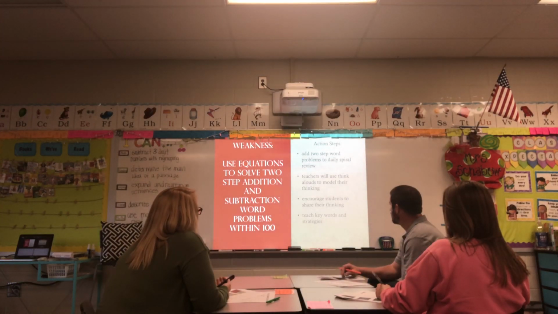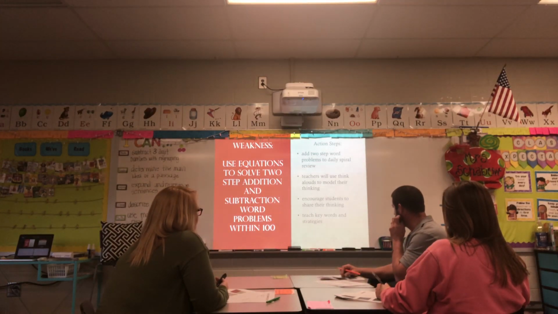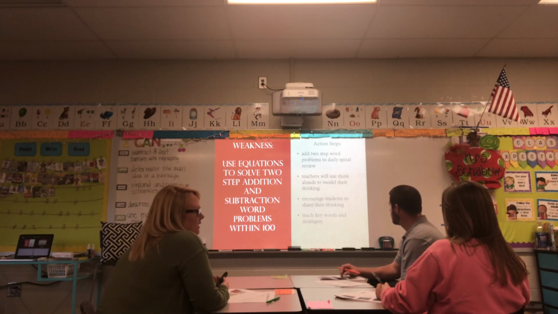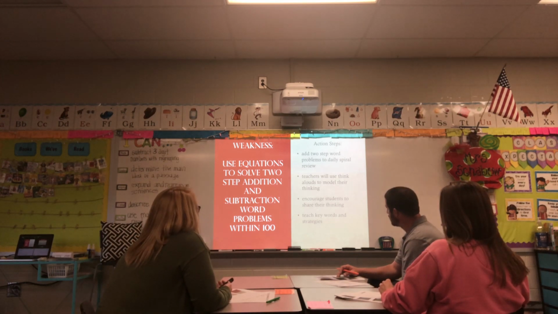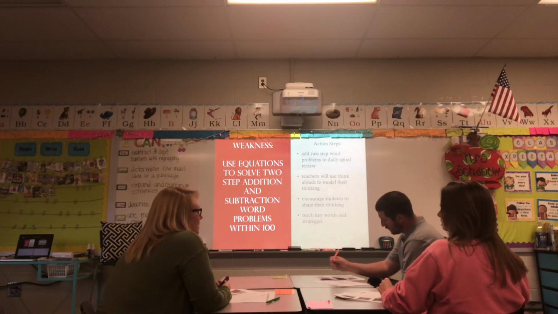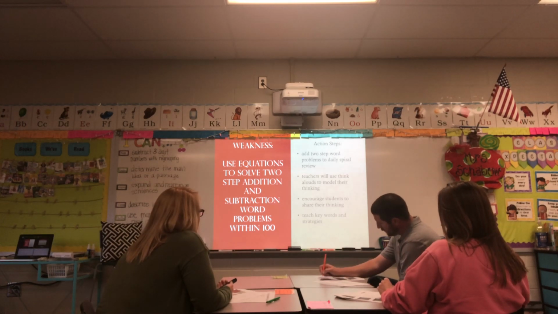It's also going to be important for us as teachers to really model what our thinking sounds like as we're doing this. So read the problem and think, okay, this is what I would do, or this is why I'm doing this. That's important. Encourage students to share their thinking, kind of like we do in our number talks. We're going to carry that over into our word problem of the day.